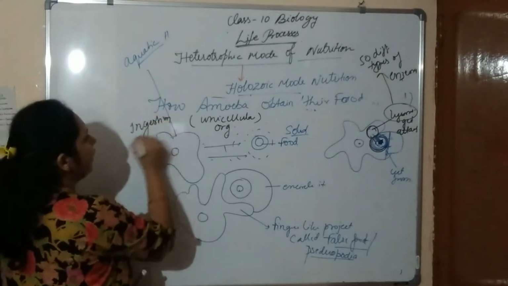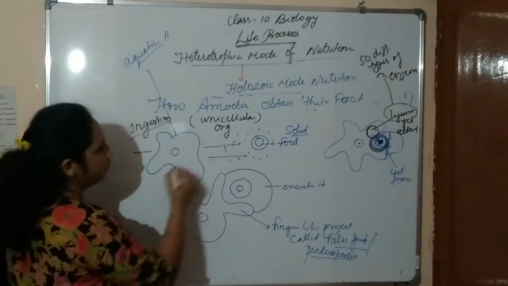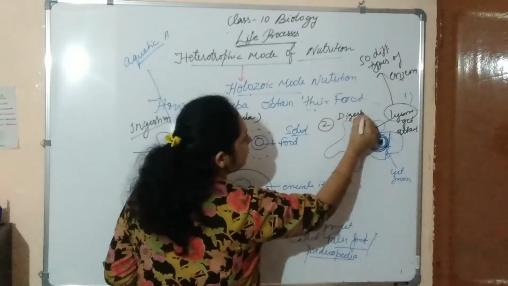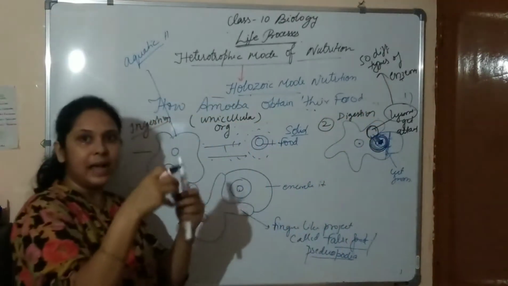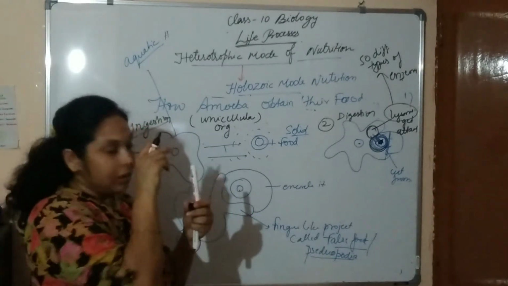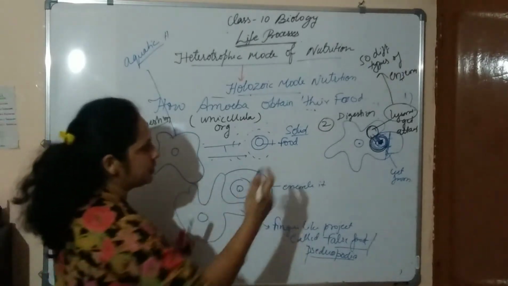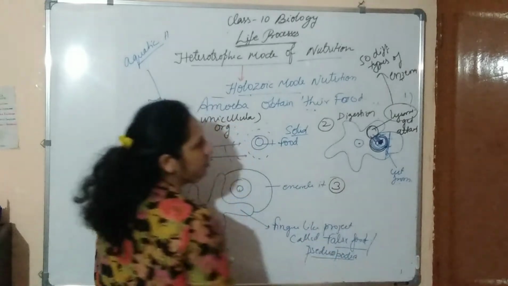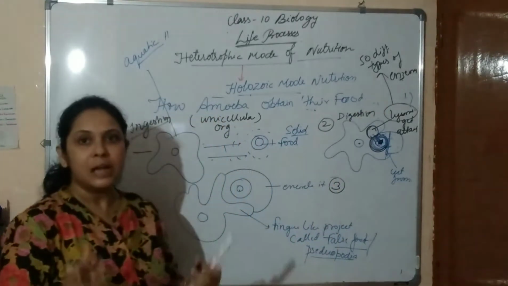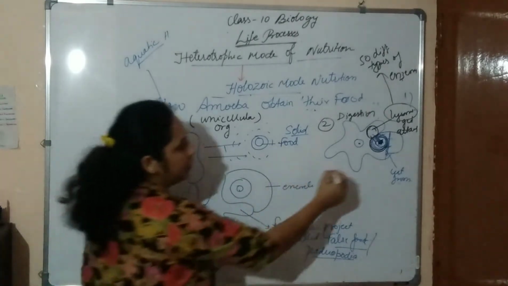That is the way the amoeba takes the food inside. Second step, the digestion process occurs, in which the lysosomes get attached to that food vacuole. So it attaches with the food vacuole, and then the digestion process takes place. And third, because lysosomes contain different types of enzymes, there is a breakdown of food.